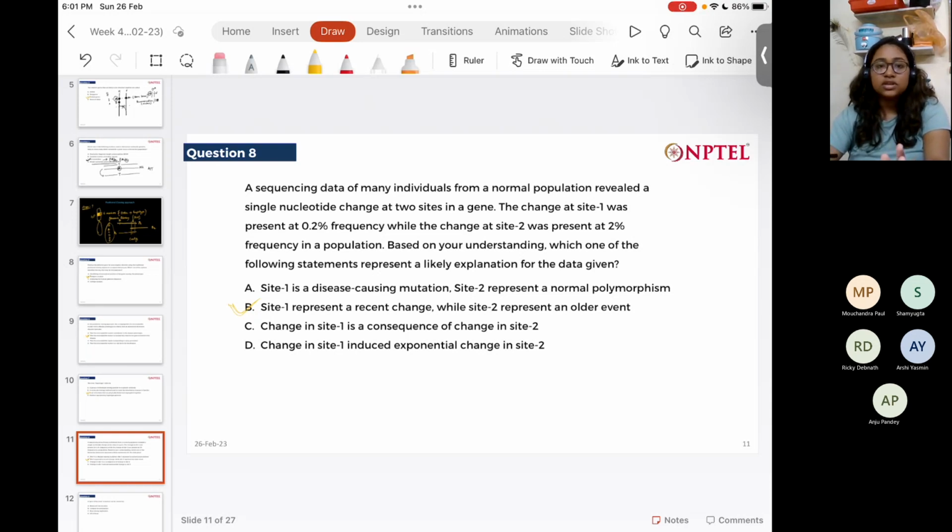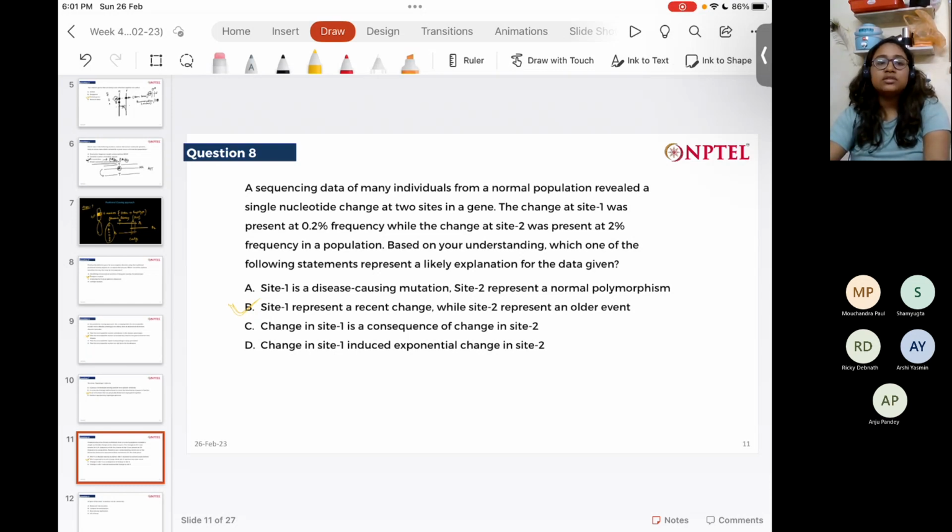And from this given data, we have to come up with a possible explanation which could help us understand why this particular difference in frequency has happened, right? One change has 0.2% frequency, another change has 2% frequency. One is more frequent, one is less frequent within the population. So we have to come up with a suitable explanation. The correct answer is, since the frequency of occurrence for the change in site 1 is lower, we can only guess that it has come up recently, okay? Like 1 or 2 generations ago.